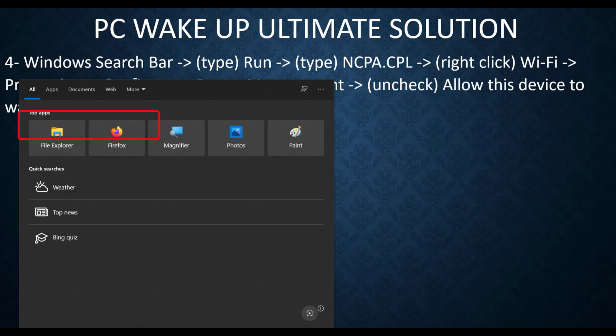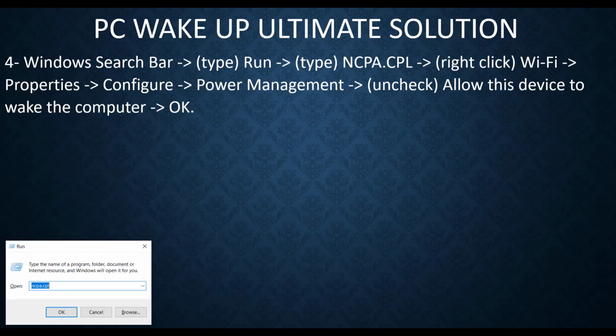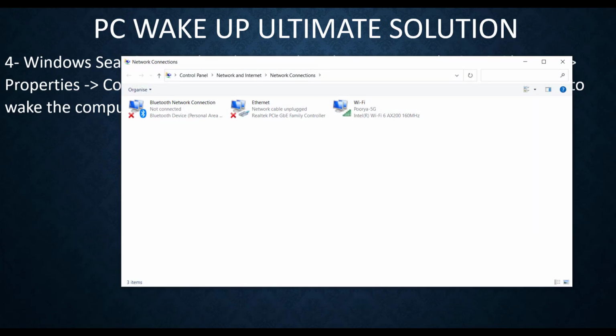Okay, I'm gonna search for run. Then you can write it here, ncpa.cpl. So you can do both. Whatever it is, you should see this window. Usually your Wi-Fi card is the one that's green, the one that's connected to the internet.